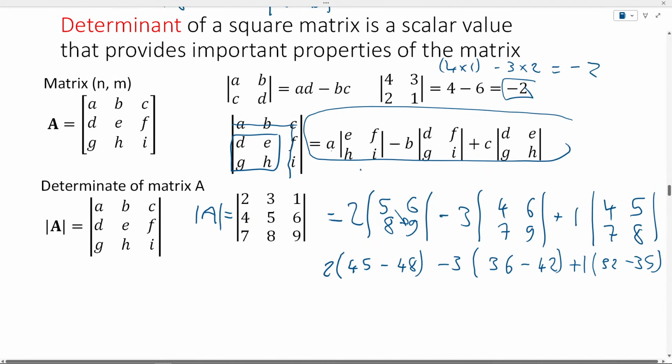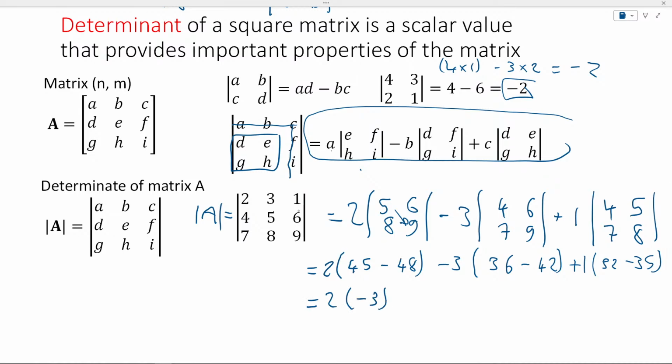So that is equal to 2 times negative 3, then negative 3 times negative 6, and here plus 1 times negative 3. So that would be negative 6 plus 18, minus 3, that would be 9. So the determinant of this is 9.